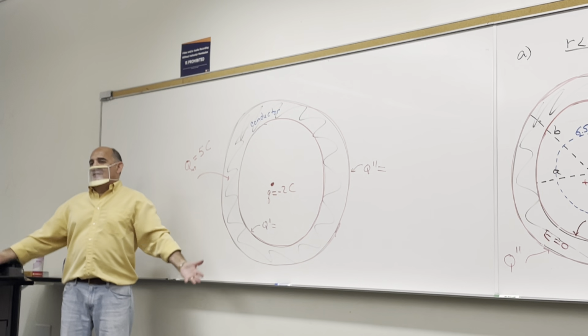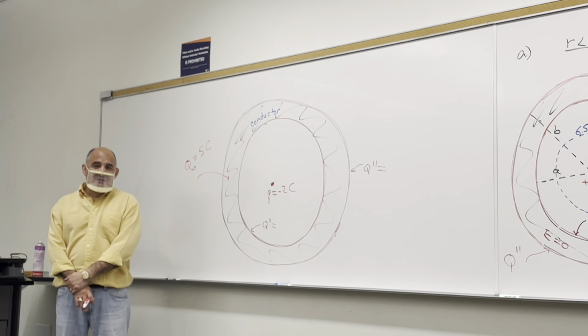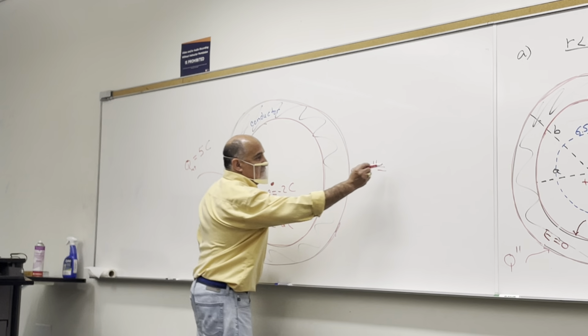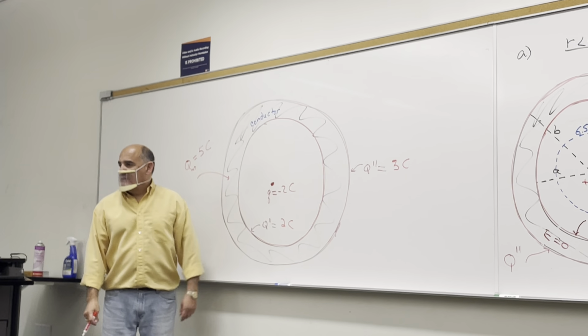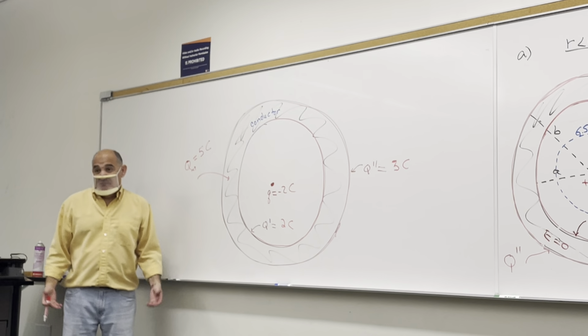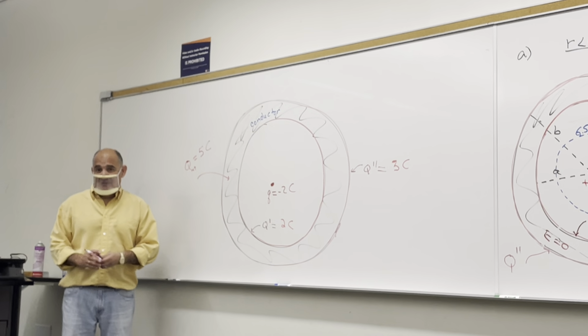Oh, come on. Q prime is 2 and Q double prime is 3. Of course. This has to be the opposite of that, and then 2 plus 3 has to give me the 5. Yes? Let's do another one, okay?